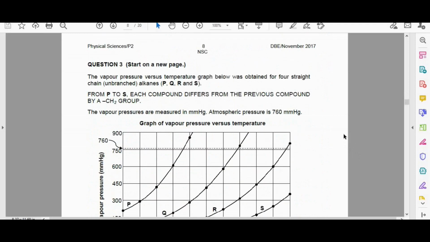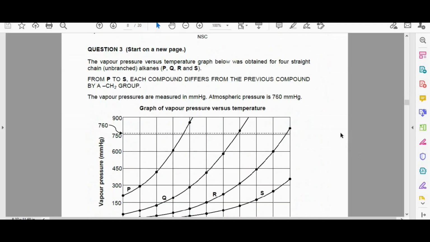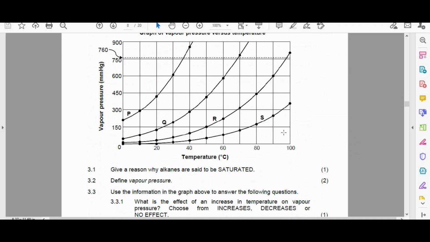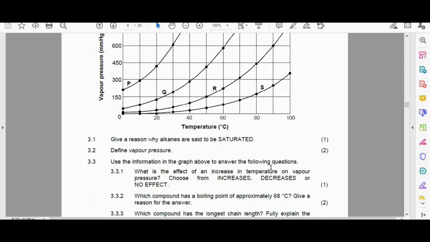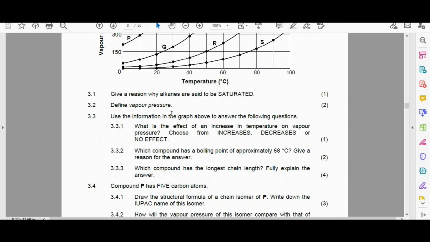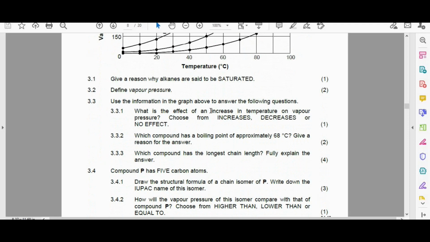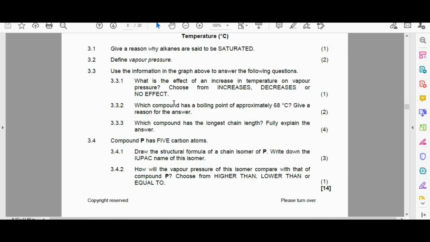That's question 2. In this question 3, okay, they've given you a graph, and here they ask you a little bit of theory behind the organic compounds, the different series. So this question: give a reason why alkanes are said to be saturated. You would know that if you studied from your textbook. Same thing here with vapor pressure. That's a definition. You would need to know that as well. And this is basically question 3, also organic chemistry, dealing with a bit more theory.